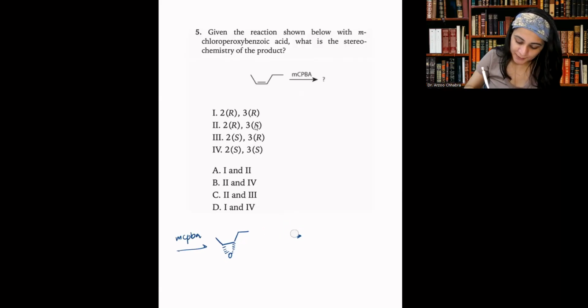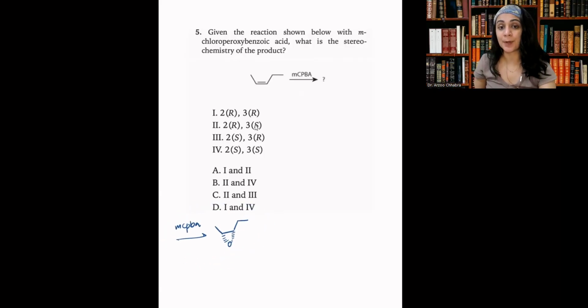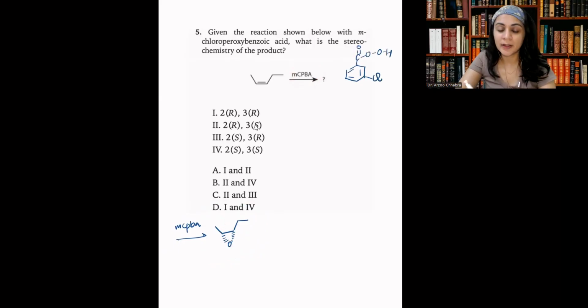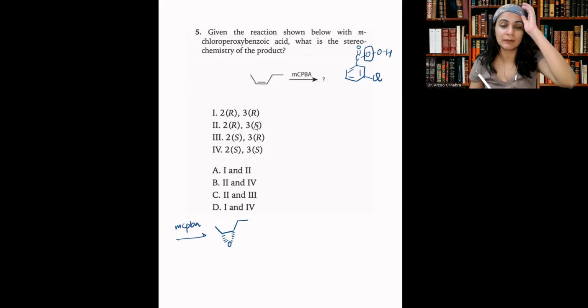Now, of course, MCPBA cannot really dictate on what face the epoxide is going to end up on the alkene, meaning that this epoxide can go from below the plane, but can also go from above the plane. MCPBA, metachloroperbenzoic acid, cannot dictate where this extra oxygen should end up, whether below the plane or above the plane. To be able to do that, we need very fancy reagents, and that's not in the scope of undergraduate organic chemistry. That's PhD level chemistry.